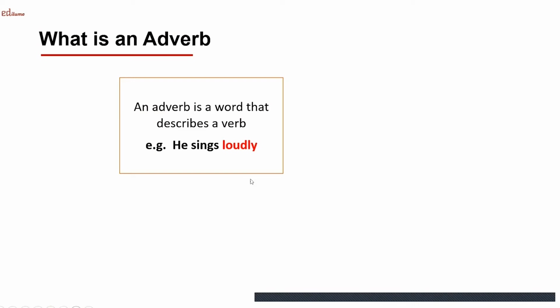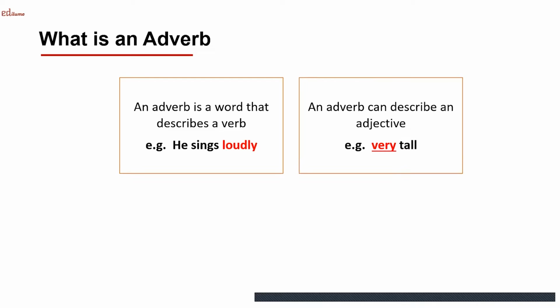An adverb is a word that describes a verb. For example, he sings loudly. Loudly is an adverb. It describes sings. An adverb can also describe an adjective. Very tall. Tall is an adjective, and an adverb, very, is describing tall.